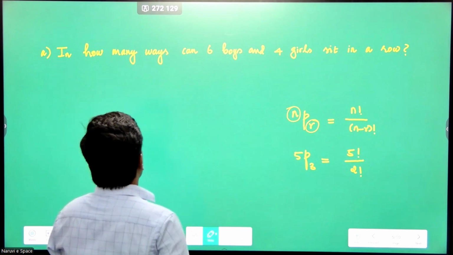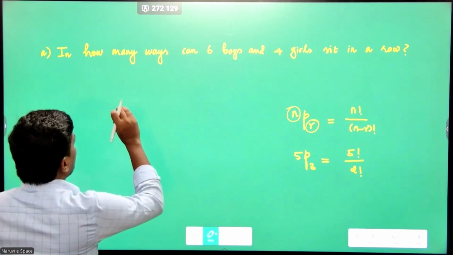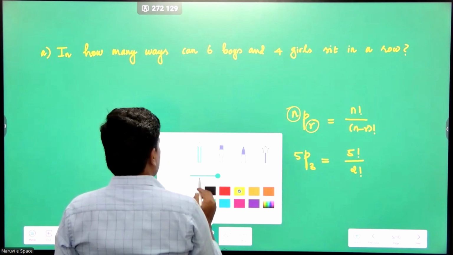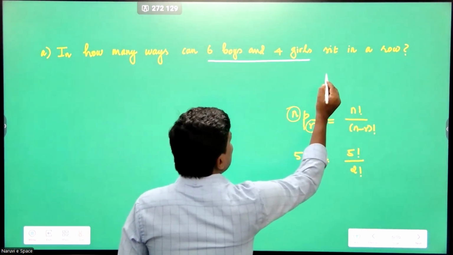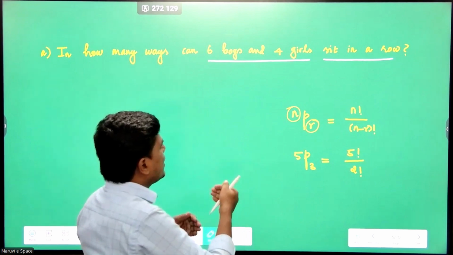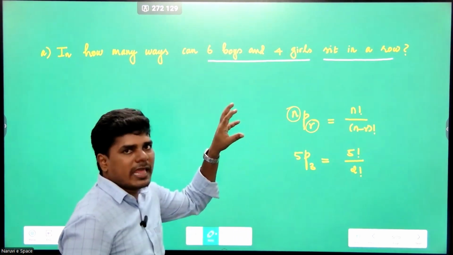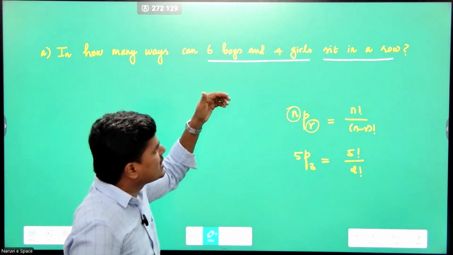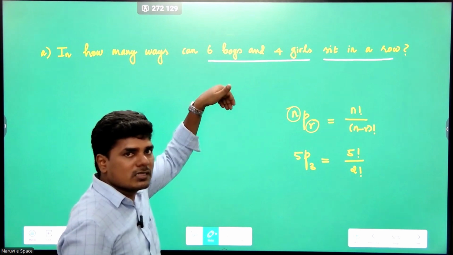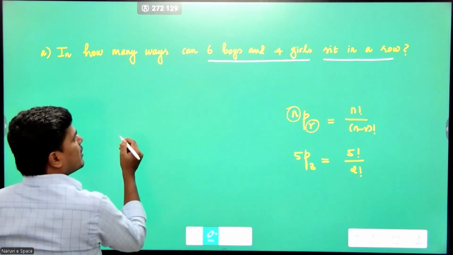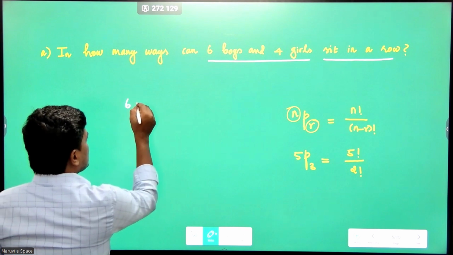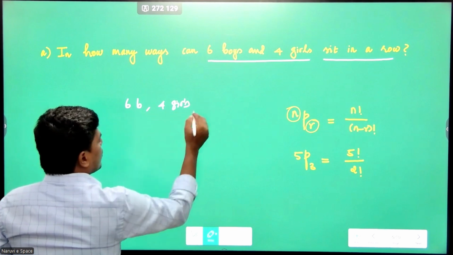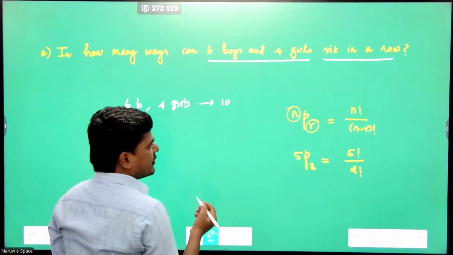It is based on arrangements. If you look at the question, in how many ways can 6 boys and 4 girls sit in a row? That means 6 boys, 4 girls, totally 10 individual, 10 different persons. And how many ways we can sit means how many arrangements we can make out of these 10 people, right? So 6 boys, 4 girls, totally 10 persons.